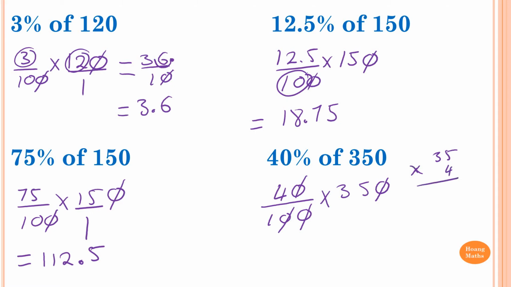Otherwise, you just go 35 times 4. So 5 times 4 is 20. Carry 2. 3 times 4 is 12. Add 2 is 14. So the answer is 140.